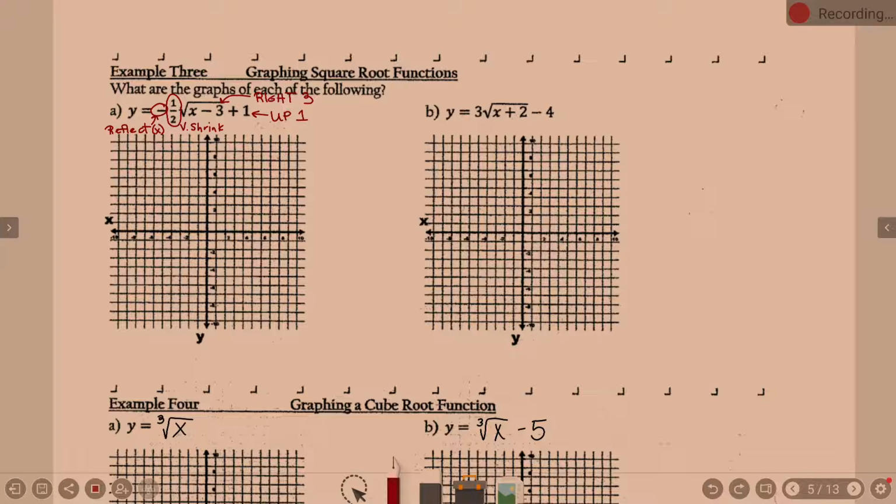This is a challenge of the day. I'll be honest, these are the hard ones of the day because you've got a lot going on, but it's very doable. Now, my recommendation is that we first worry about the reflection and the shrink, and get new ordered pairs for those, and then we'll take those ordered pairs and go left or right and up or down. So in this case, the right 3, up 1.